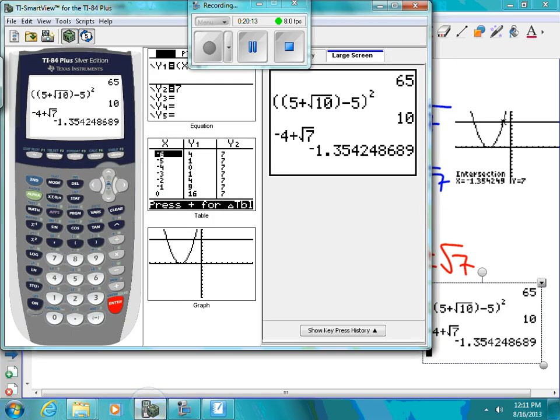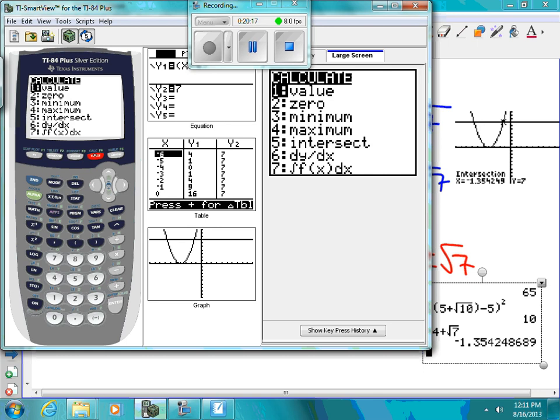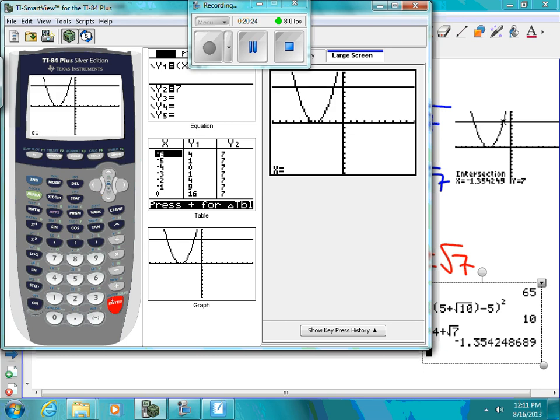Now if we want to find the other one, let's go back to the graph. Second trace, you go down to intersect, because we want to see where these two graphs cross. Or you can just hit 5, you don't have to arrow down. We're going to hit enter, enter, and for our guess, this time we have to arrow over to this other one. You have to get close to it so it doesn't click on the same answer, because we already know what that first answer on the right is. We're going to get this left answer now. We get negative 6.64 and y equals 7.